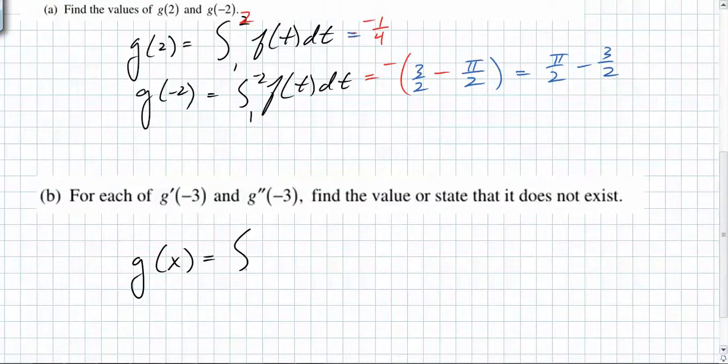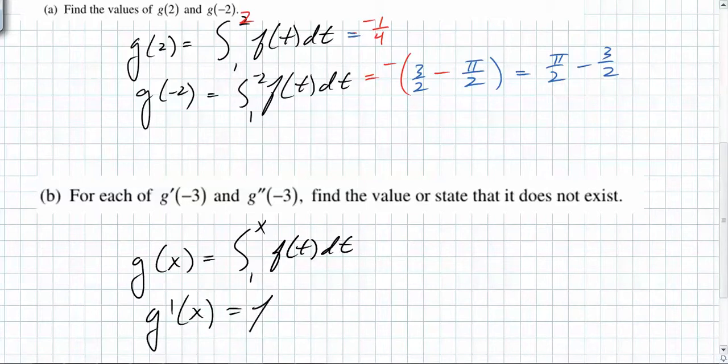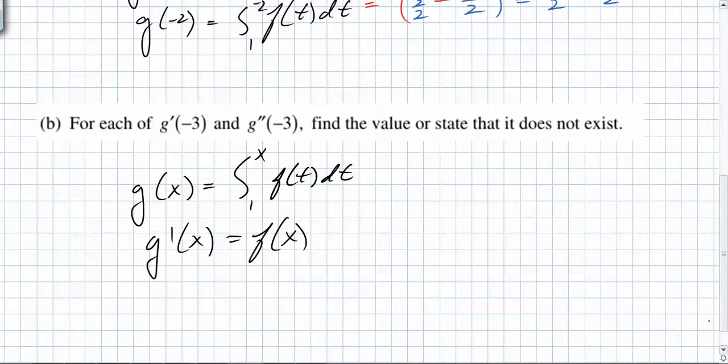g of x is equal to the integral from 1 to x of f of t dt, right? So what is g prime of x? It's f of x. No, it's not capital F of x, it's f of x. What happens when you take the derivative of an integral? The integral goes away and it becomes f of x, right?